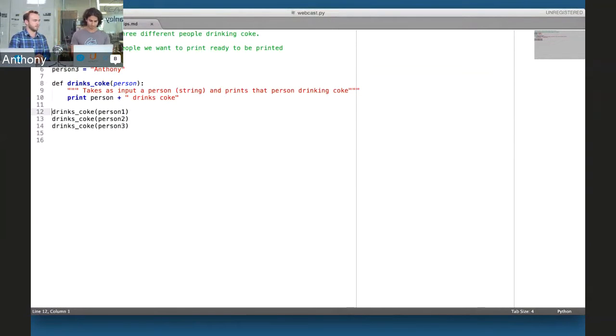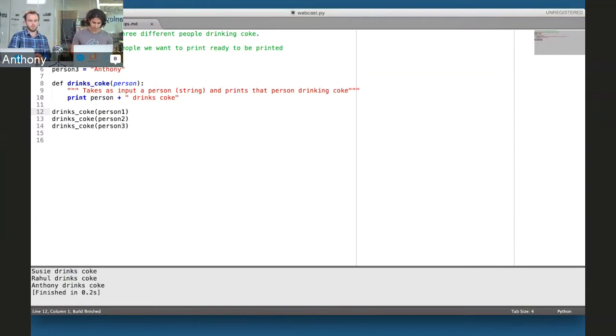Rahul, why don't you run this code just so we can see what happens here. If we run it, we can see in the output, Susie drinks Coke, Rahul drinks Coke, Anthony drinks Coke. Again, all off of one function. We do have to call the function each individual time we want to identify whether a single person drinks Coke. That's a result of our construction of the function. Our function only knows if one single person drinks Coke. I suppose you could construct a function that could take in a list of people and tell us who among them drinks Coke. But that's a more complicated example. Maybe that's something for you to try at home.